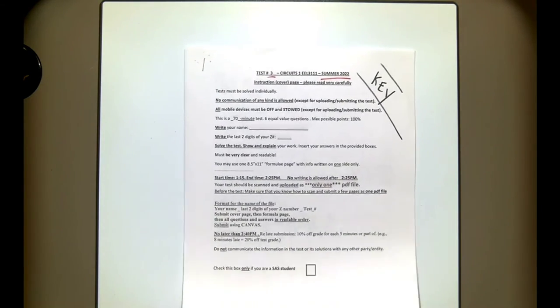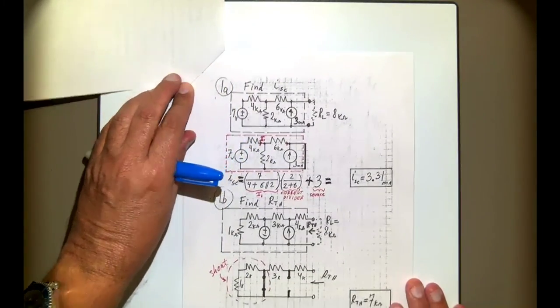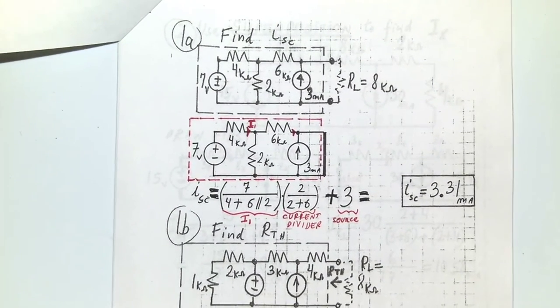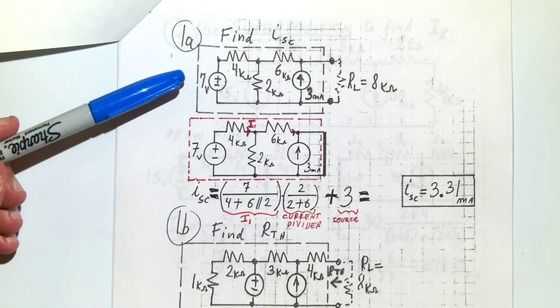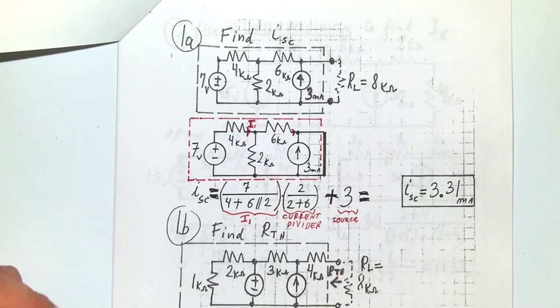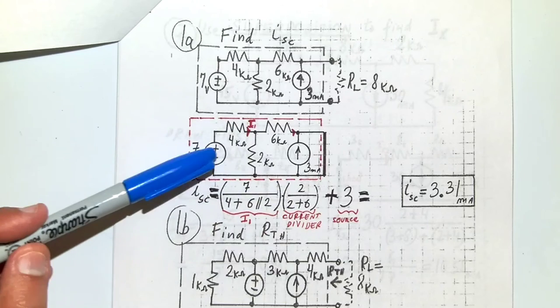Good. So welcome again. I would like to go over test number 3 briefly so at least you understand where things went well or not well. Question number 1 had 2 parts. Part 1 is to find I short circuit. And to do that, we shorten this line. Now, many of you did it well, but some ignored the 7 volts.